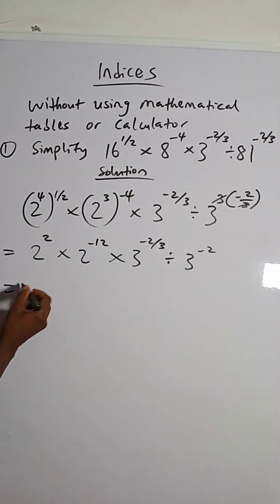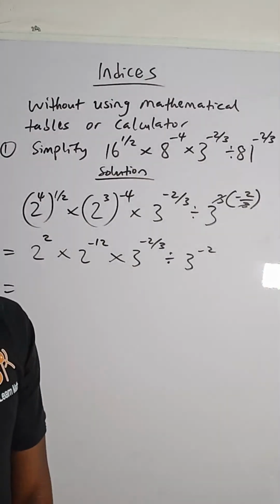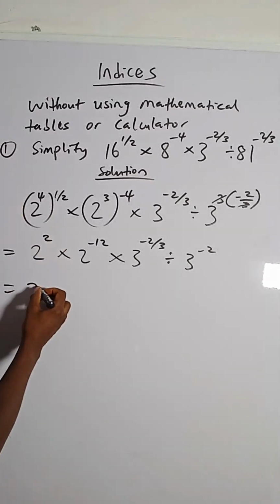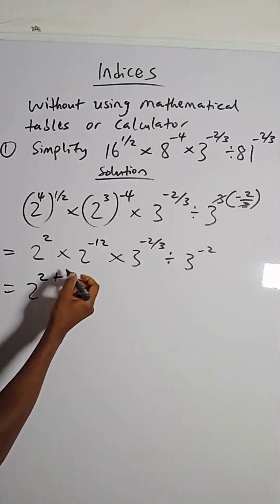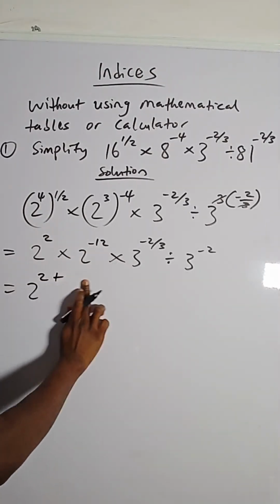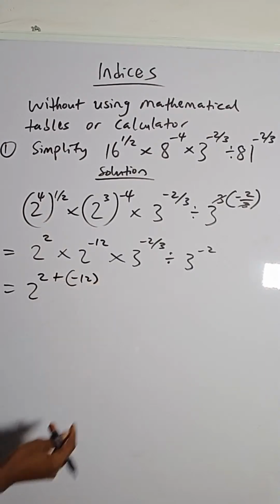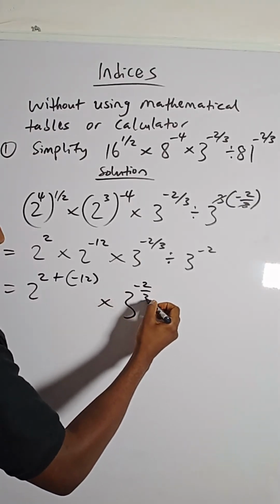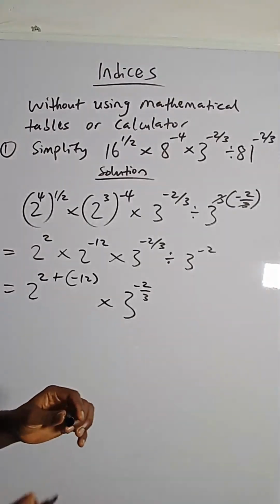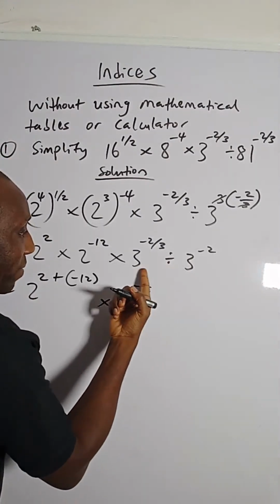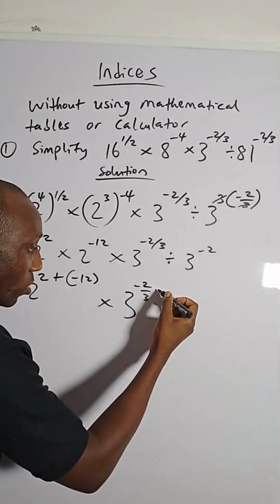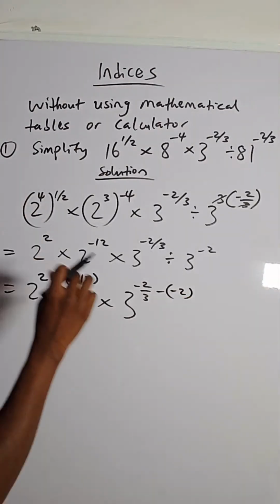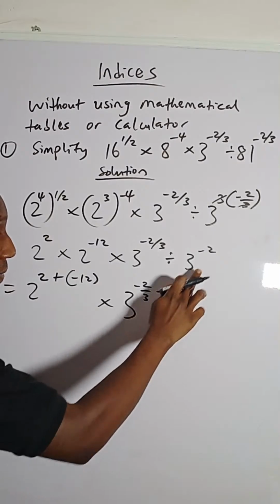So this is equal to, see, they have the same base. We're going to apply the multiplication law of indices. You will add the exponent. So 2 plus, well, this is negative 12. We can just wrap it in a bracket. We come here and we do the same thing here, times 3. This is negative 2 over 3. Now, this is the division law of indices. Because we are dividing and they have the same base, we will now subtract the exponent, but this is negative 2. So be careful with what you write there. The minus is because of this division, and negative 2 is from negative 2 here.